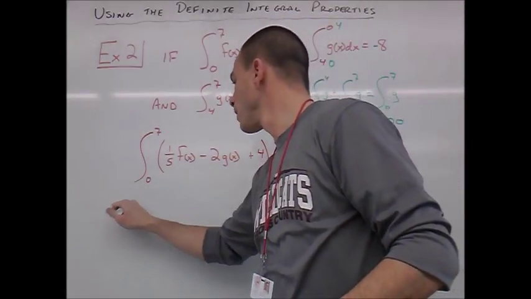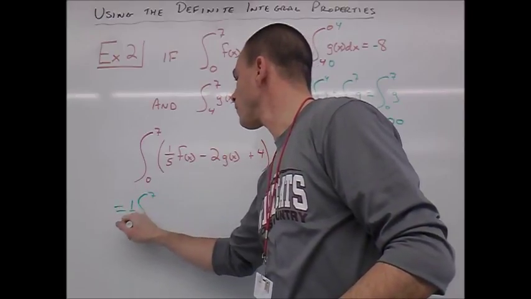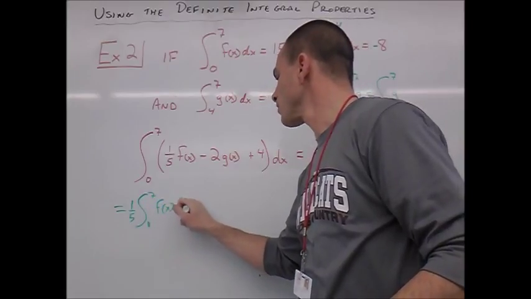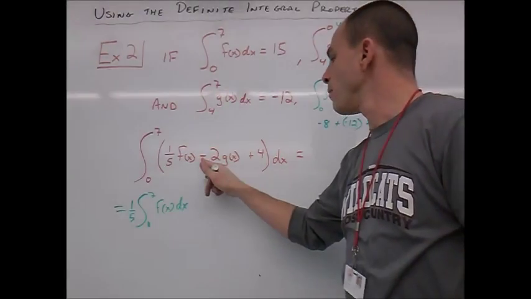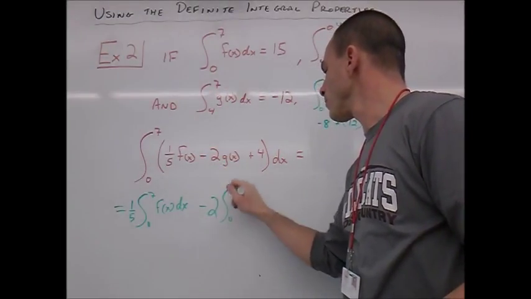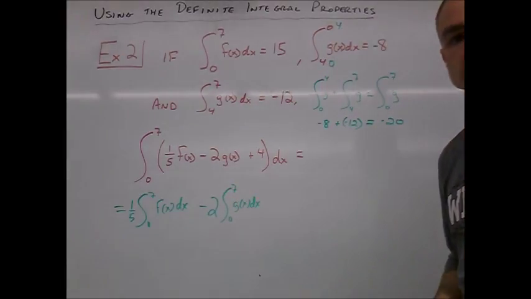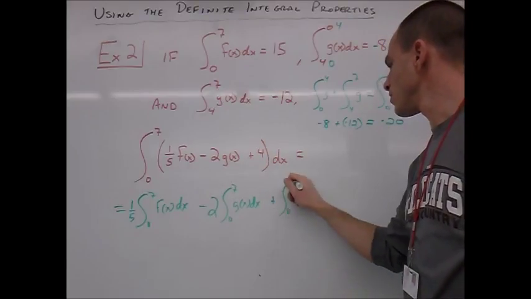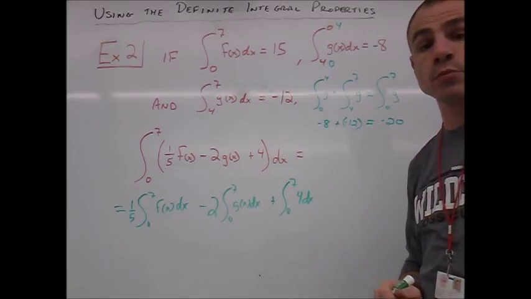Here we go. The integral from 0 to 7, we're going to move the 1/5 out front because it's a coefficient of f of x dx. That's our first integral. We then have minus. We're going to move the 2 out front, and we have the integral from 0 to 7 of g of x dx. And finally, we are adding the integral from 0 to 7 of 4 dx. Okay, so that's our breakdown.